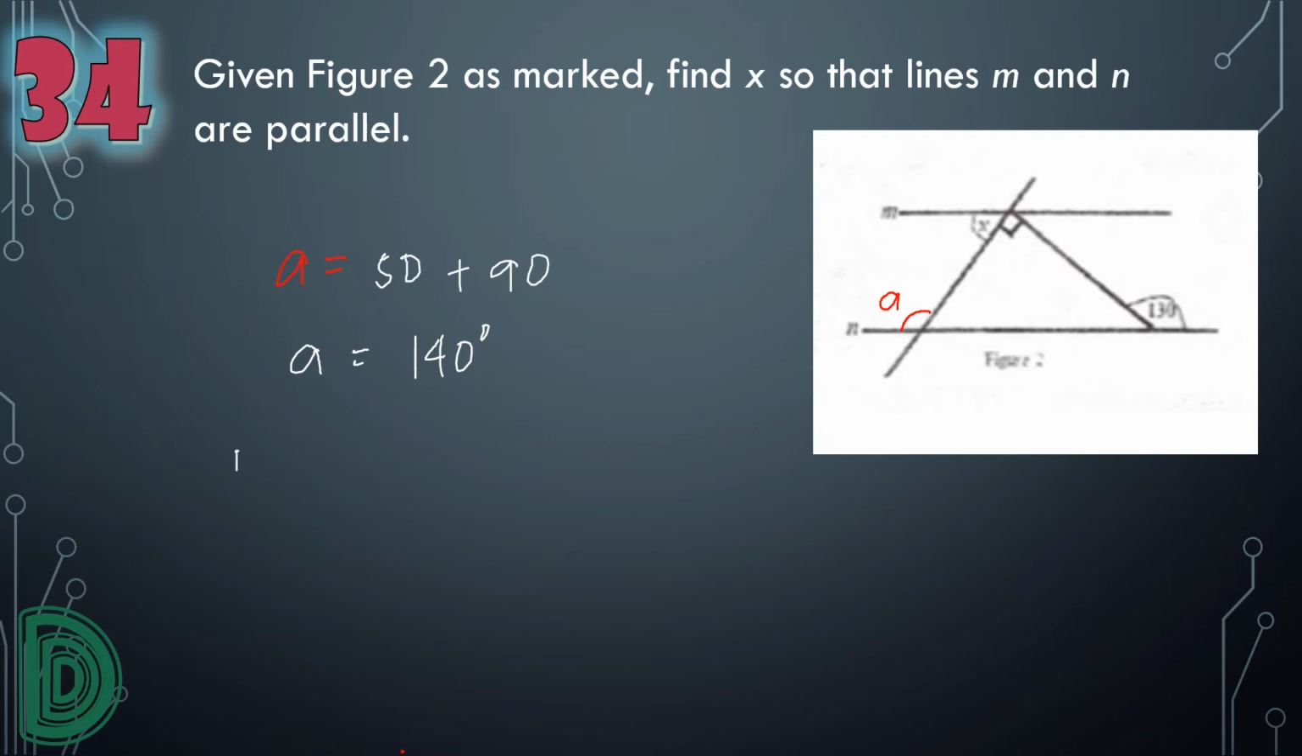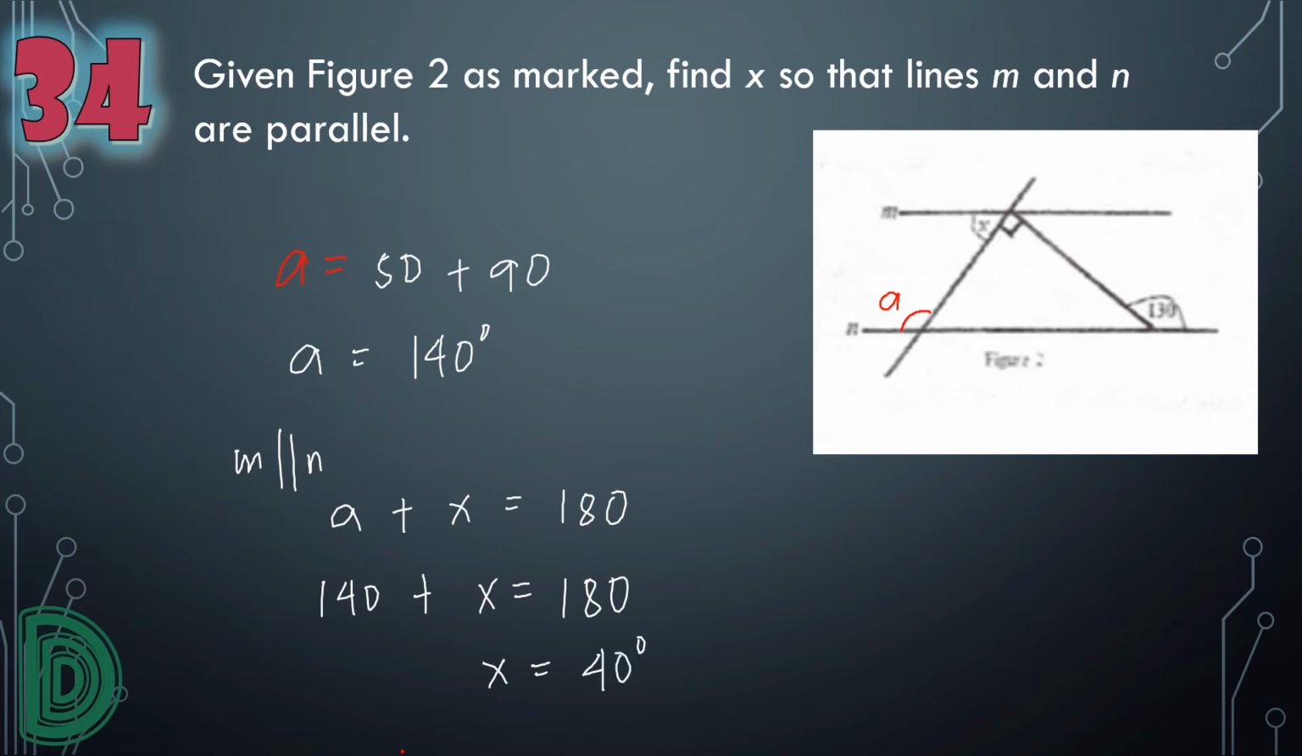We said that M is parallel to N if angles A and X are supplementary. If A is 140 degrees, then we have 140 plus X equals 180. Subtracting 140 from both sides, then X is equal to 40 degrees.